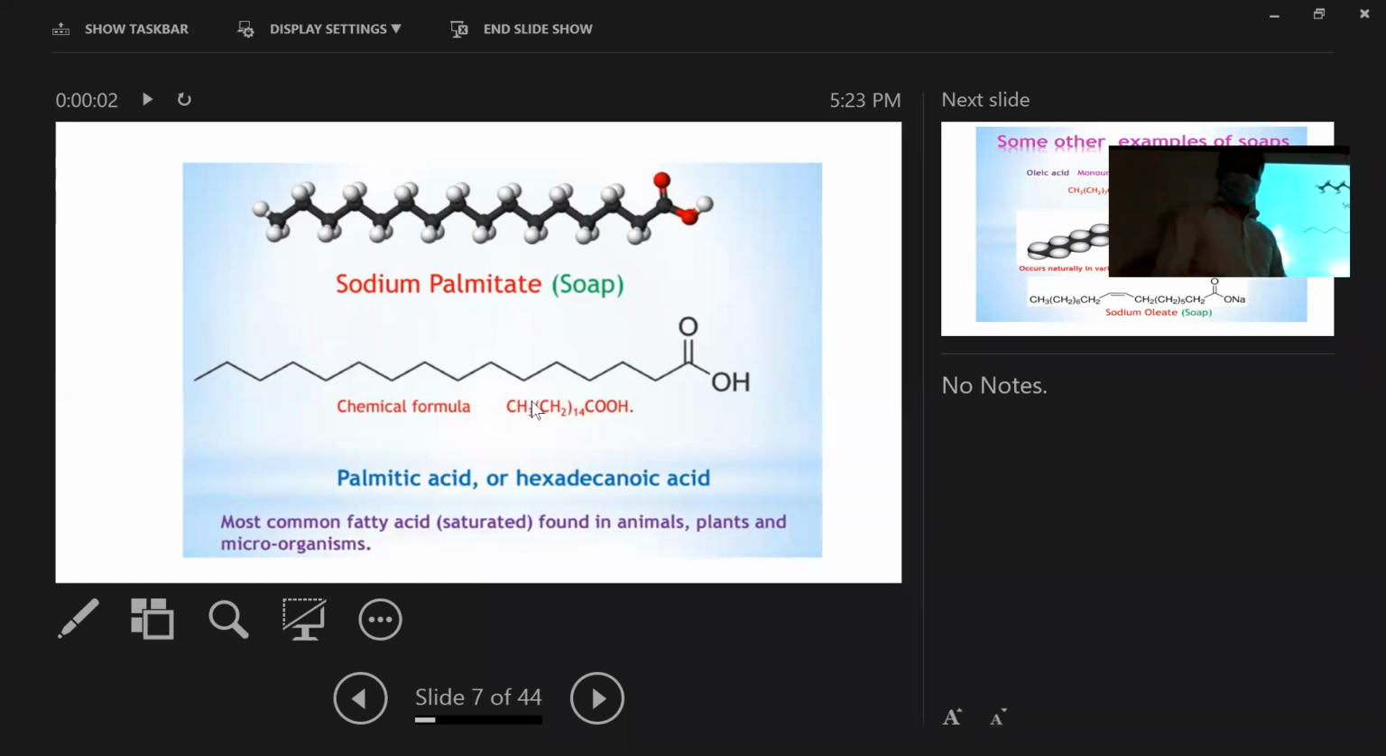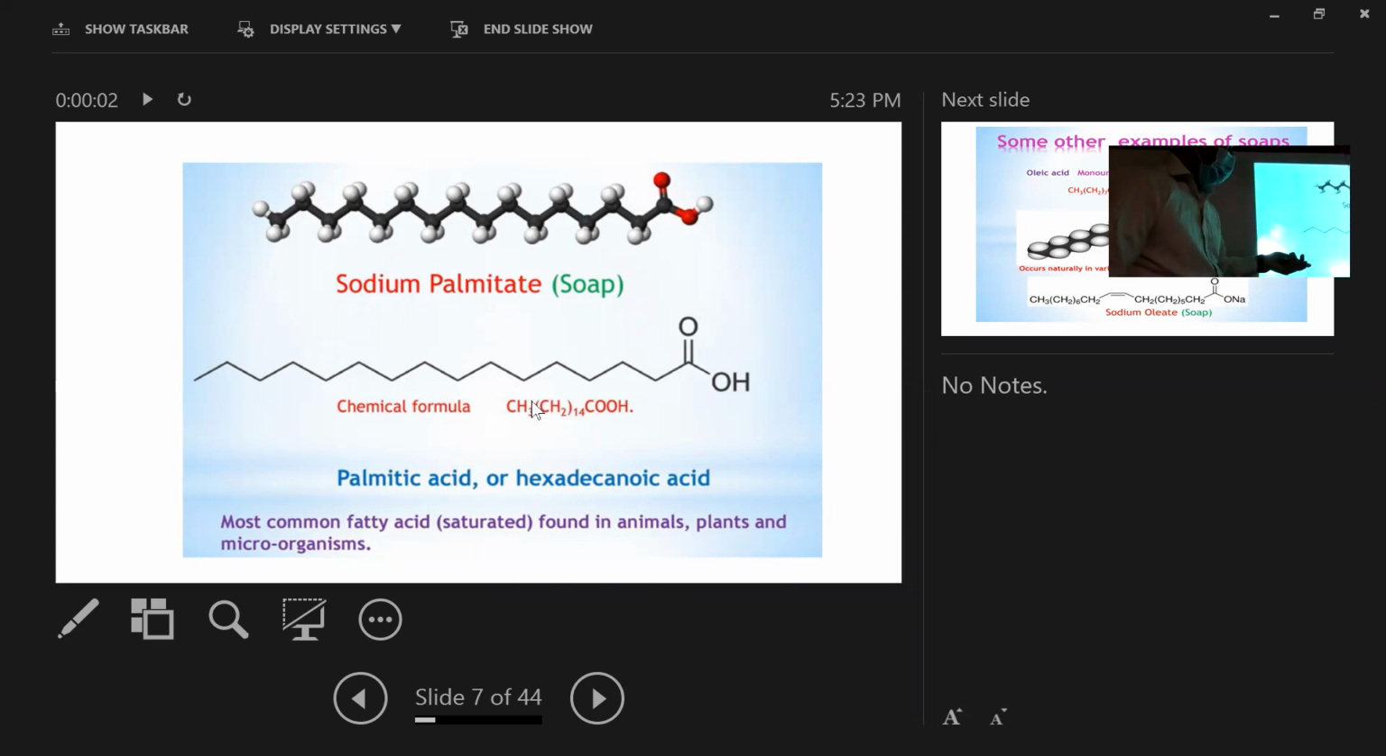All of you have some pet name. Some of you, maybe not all of you. So we can call this palmitic acid, or you can call this hexadecanoic acid. So when this hexadecanoic acid or palmitic acid reacts with sodium hydroxide or potassium hydroxide, it forms a salt which can be used as soap.